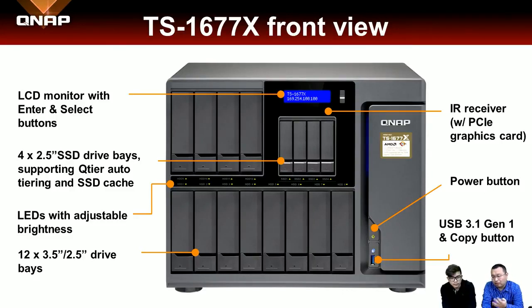Below that, you will see 4 of the 2.5-inch SSD drive bays, which allow you to install 4 additional 2.5-inch SSDs. With the SSDs, it can really enhance your performance. For example, you can configure them as an SSD read or write cache, and also you can set up Qtier auto tiering to improve your storage performance on this NAS instantly and in real time. It will monitor your data access rate, and automatically move the hot data to the SSD tier, and move the cold data to the high capacity and slower hard drive tier.